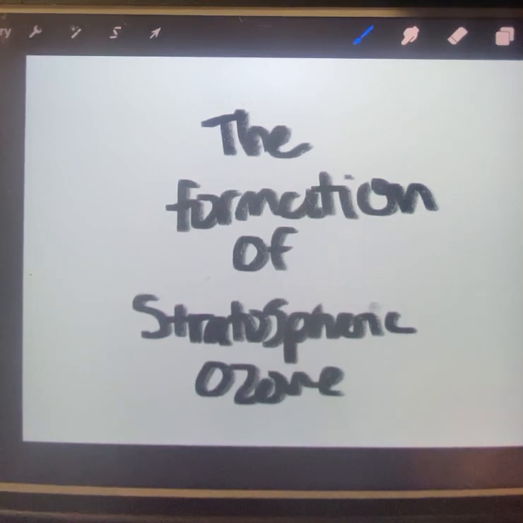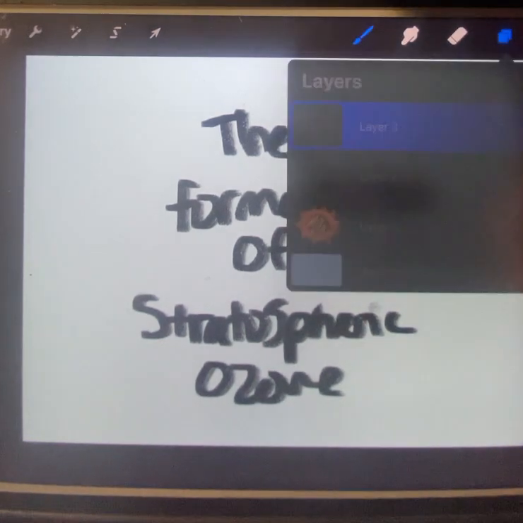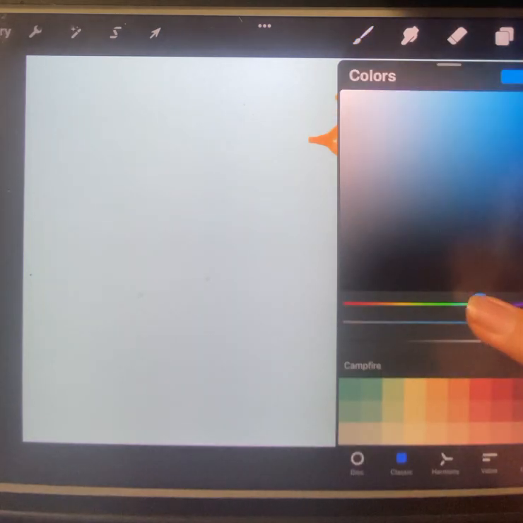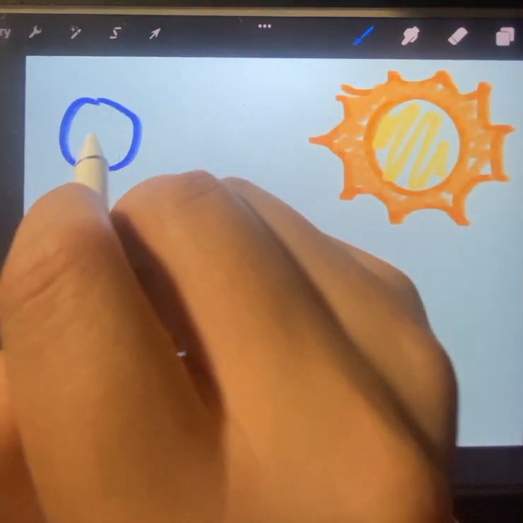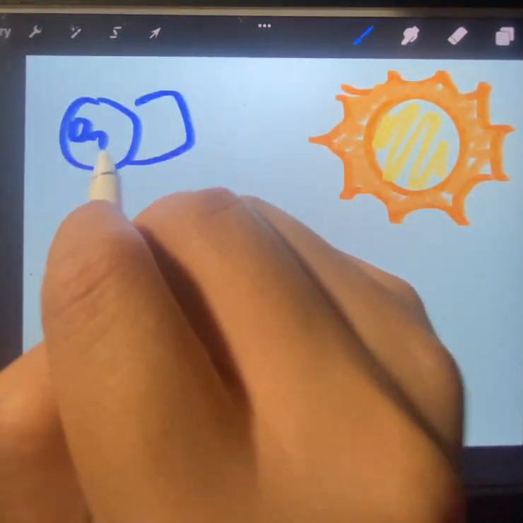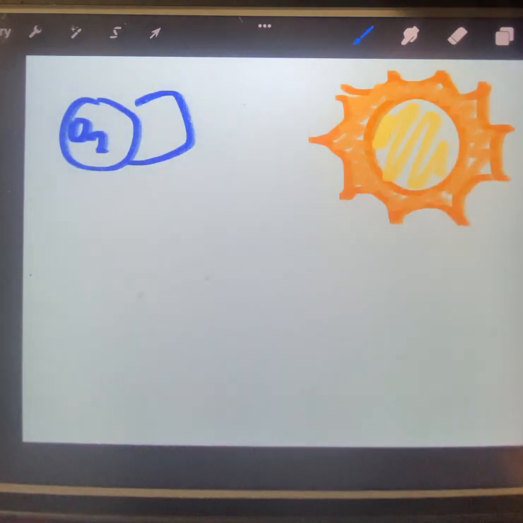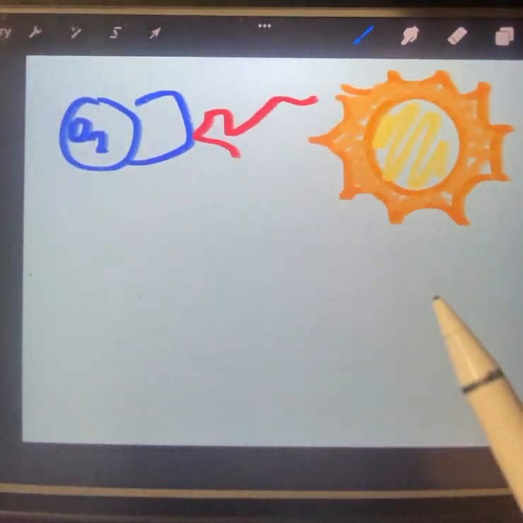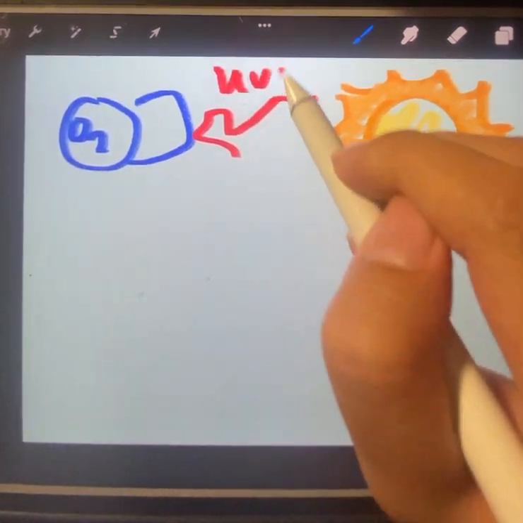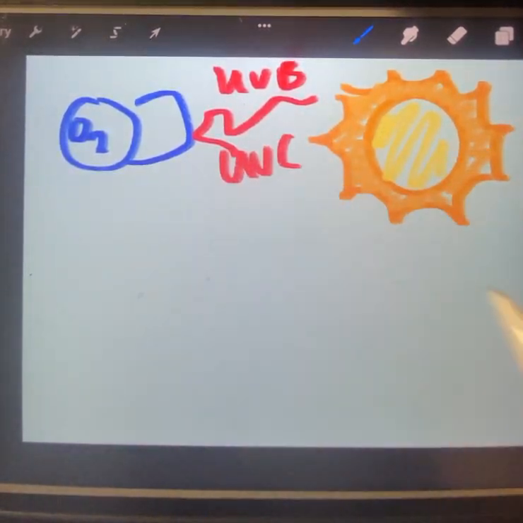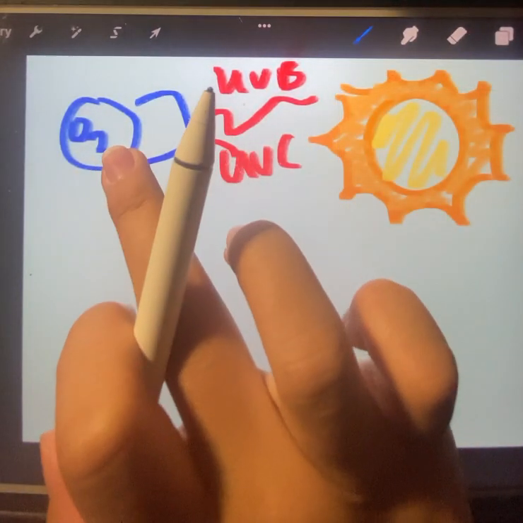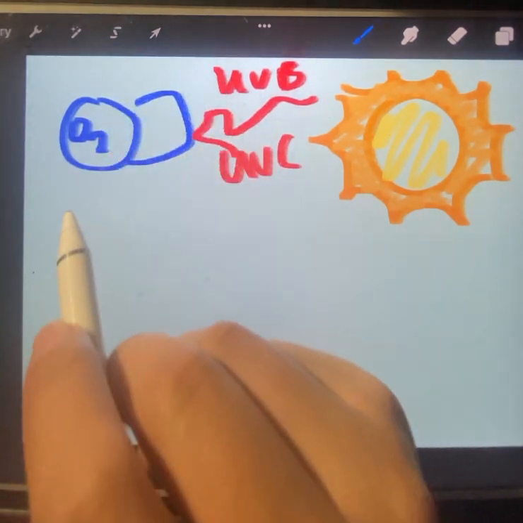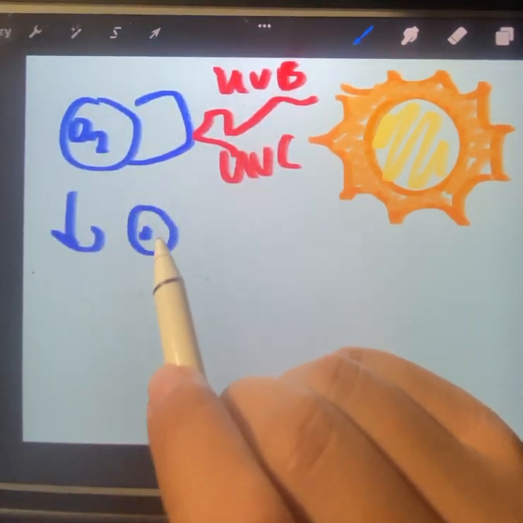This is the formation of stratospheric ozone. First, we start with two oxygen atoms combined into one molecule called O2. When the sun rays of UVB and UVC hit it, we get the breakdown of this molecule into two oxygen atoms.